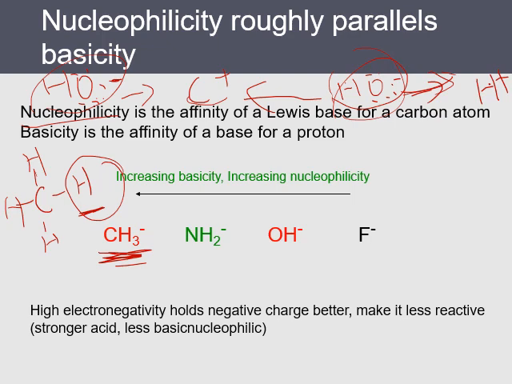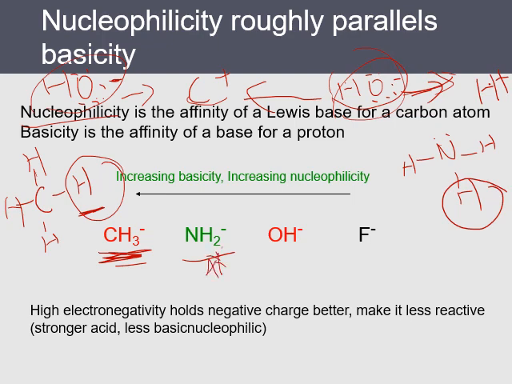Now let's look at amine. Amine has 3 hydrogens. We already know from before that amine is a base. It's a base that likes to accept a proton. But if we lose a proton, it becomes an even stronger base. That's amide, NH2 negative. That's a very strong base.